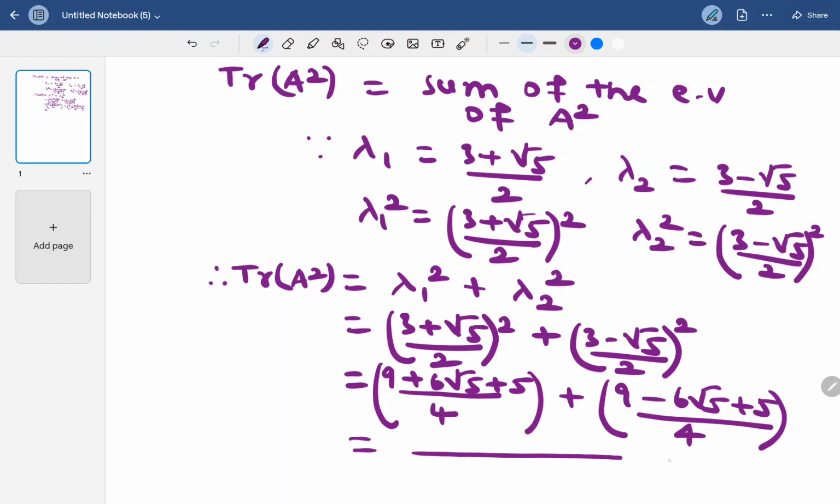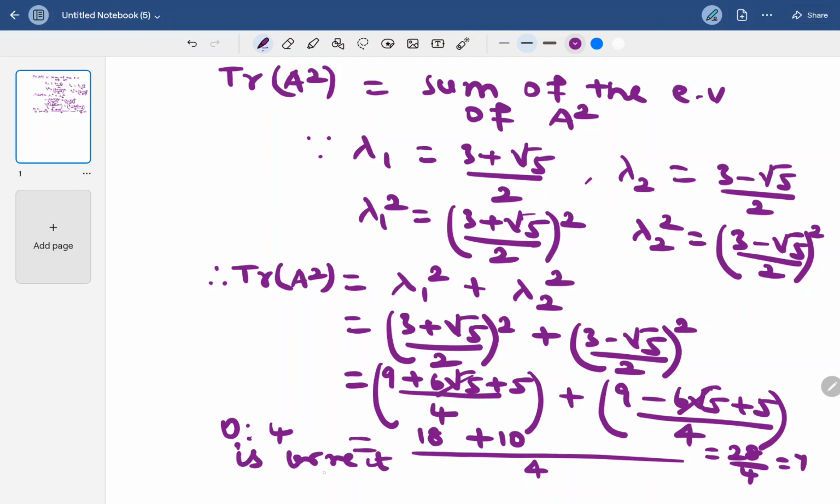Simplification. 9 plus 9 is 18, 6 root 5 minus 6 root 5 cancel, 5 plus 5 is 10, 18 plus 10 is 28 by 4, answer is 7. For this problem, option 4 is the correct option. Thank you.